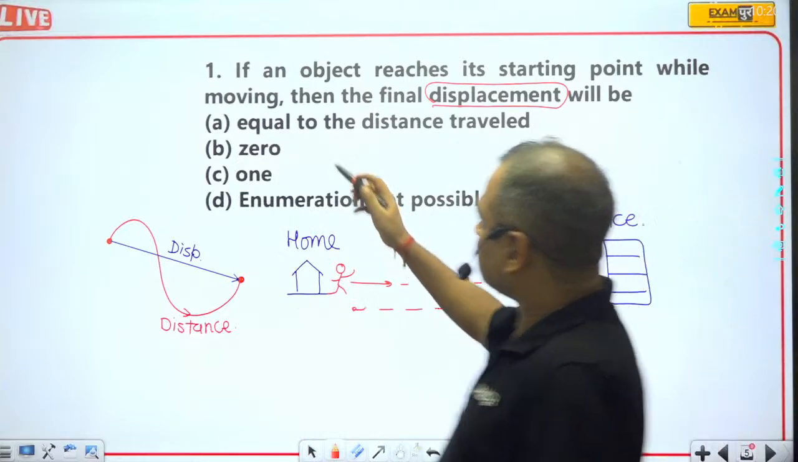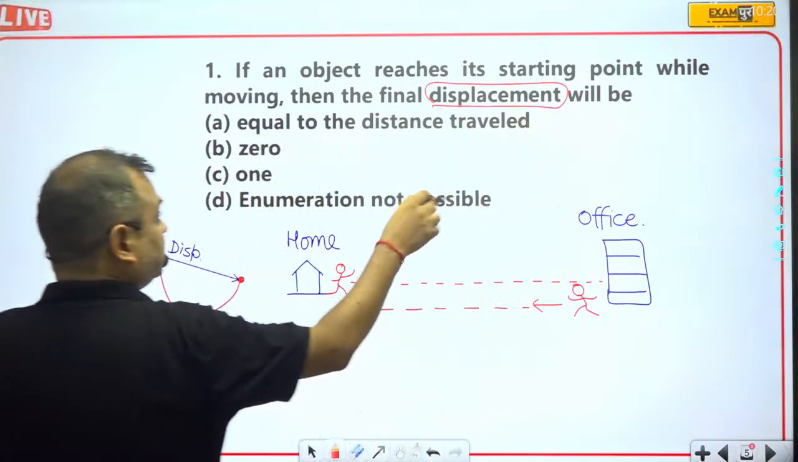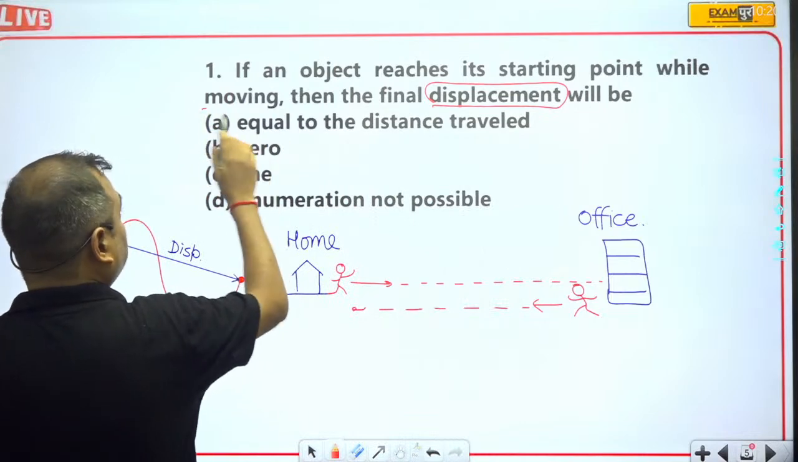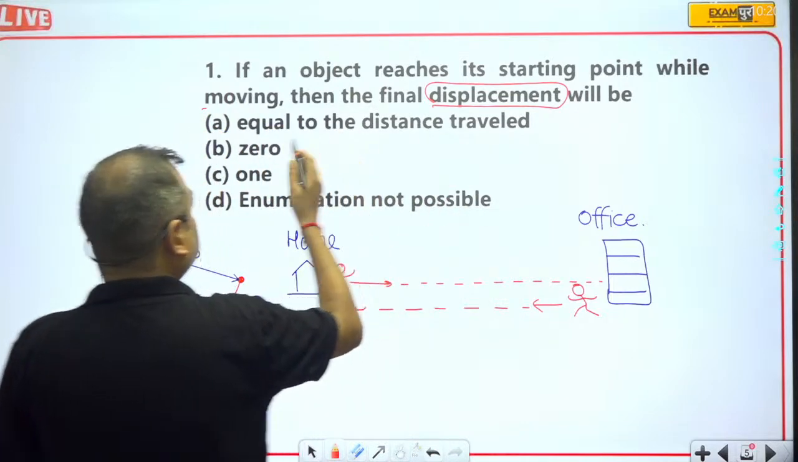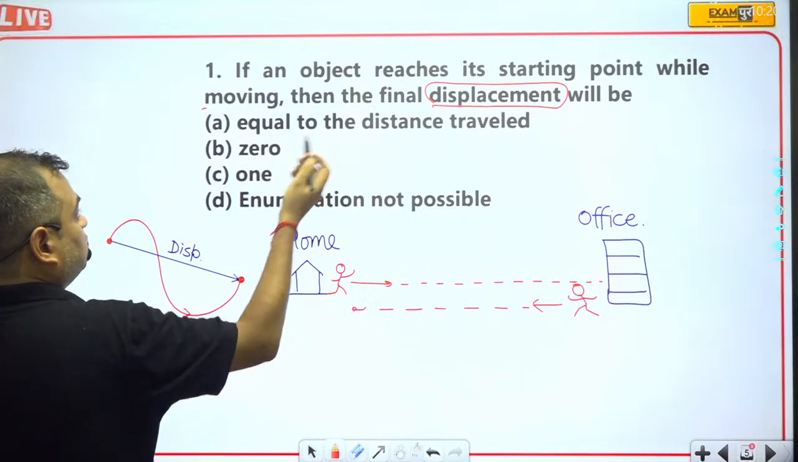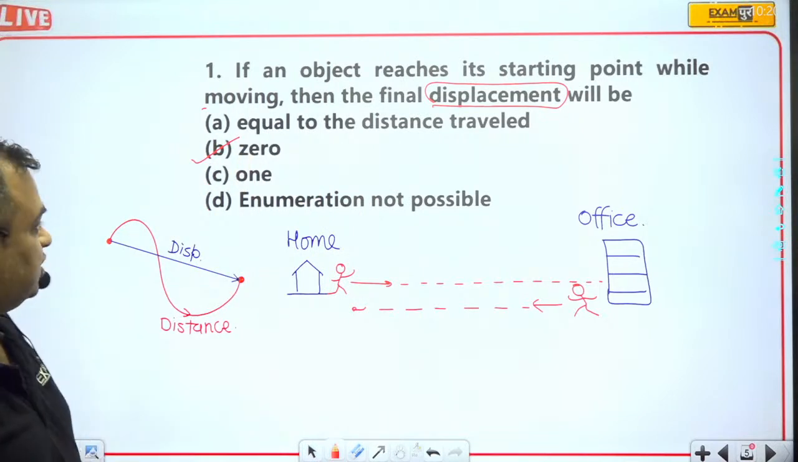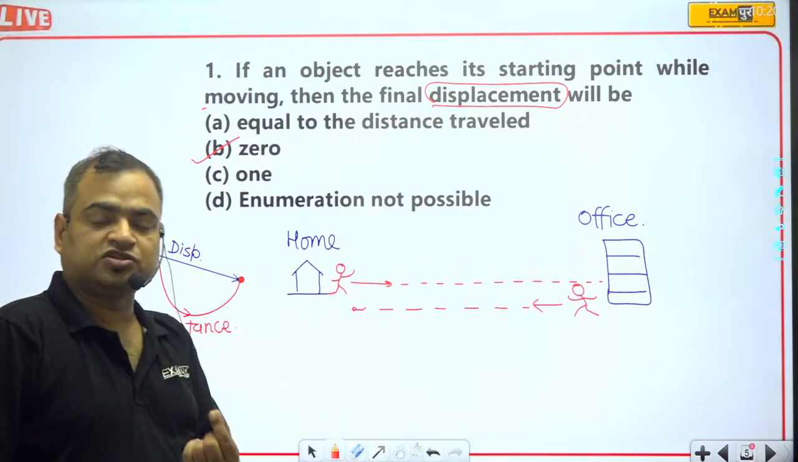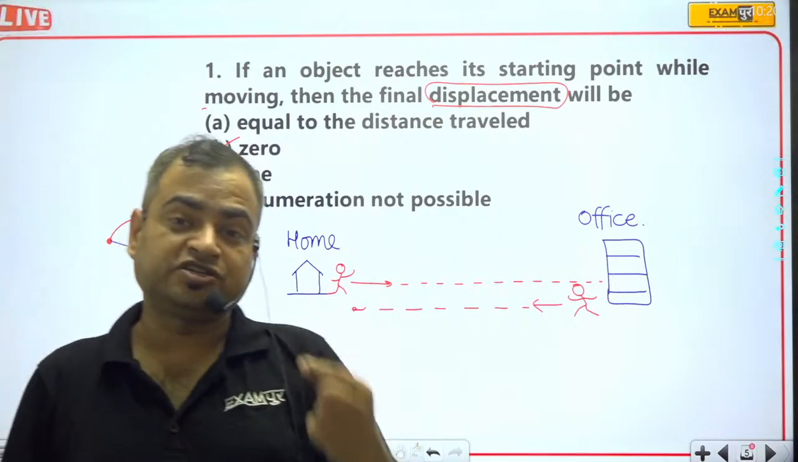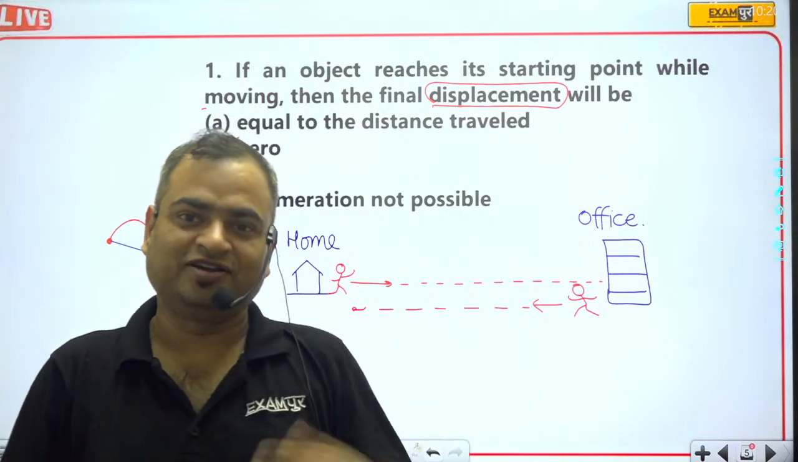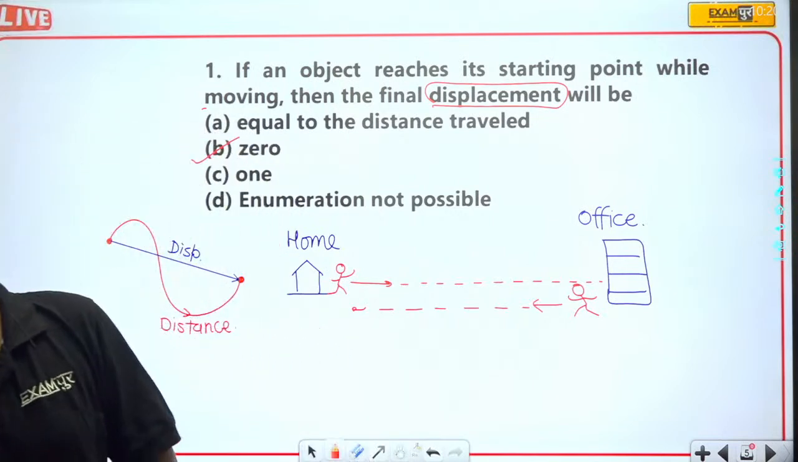Here, if an object reaches its starting point while moving, then the final displacement of the object will be equal to 0. So B will be the correct answer, because the shortest distance between the initial point and the initial point will always be equal to 0.